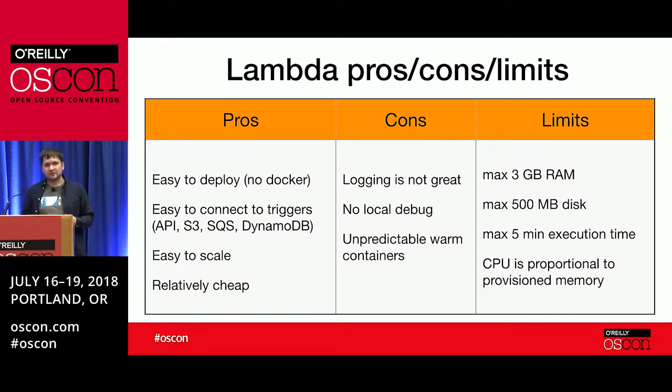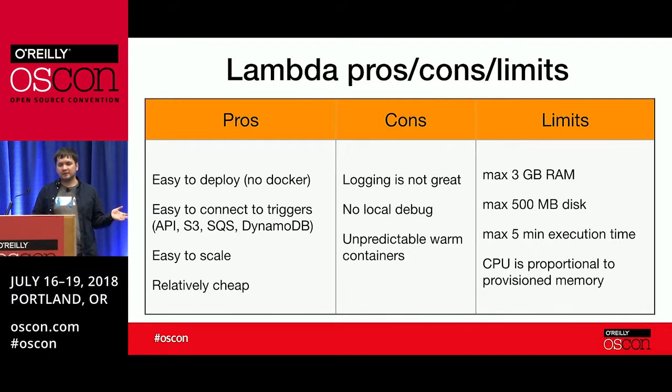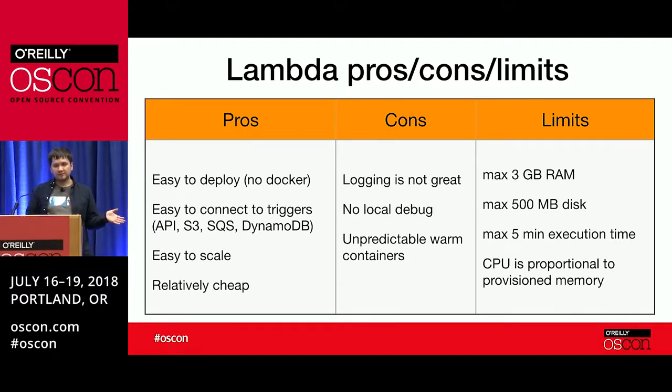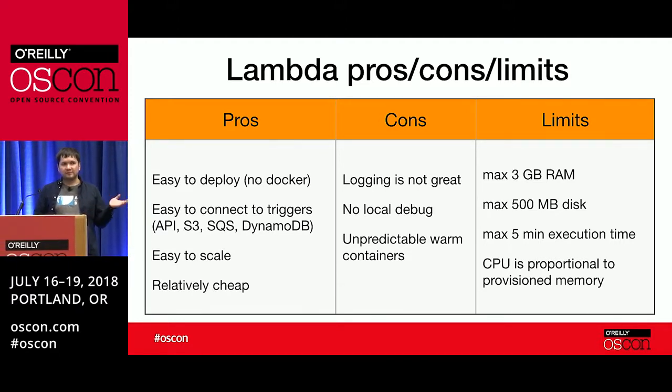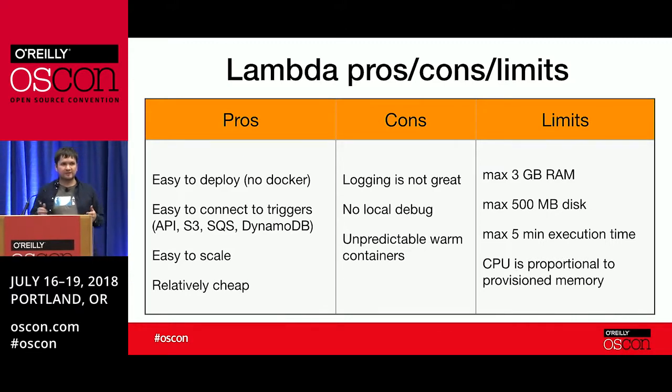And there are certain limitations. There is no more than 3 GB RAM for a Lambda, no more than 500 MB hard disk, and no more than 5 minutes execution time. You have CPU proportional to provisioned memory, meaning that if you configure 3 GB RAM or 1 GB RAM, it won't be the same CPU. The CPU will be a lot lower in the second case.